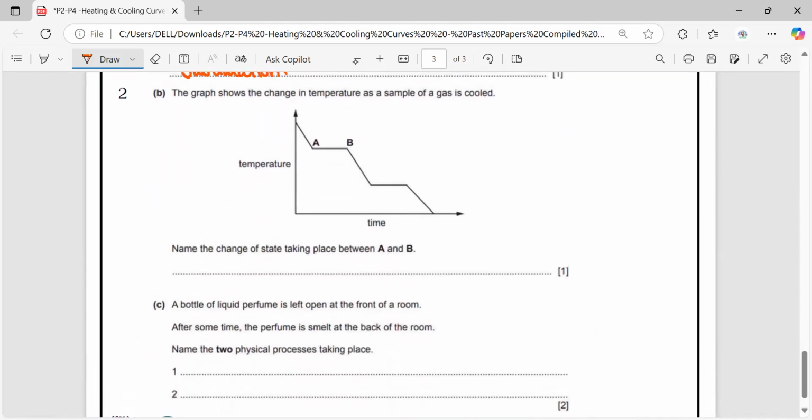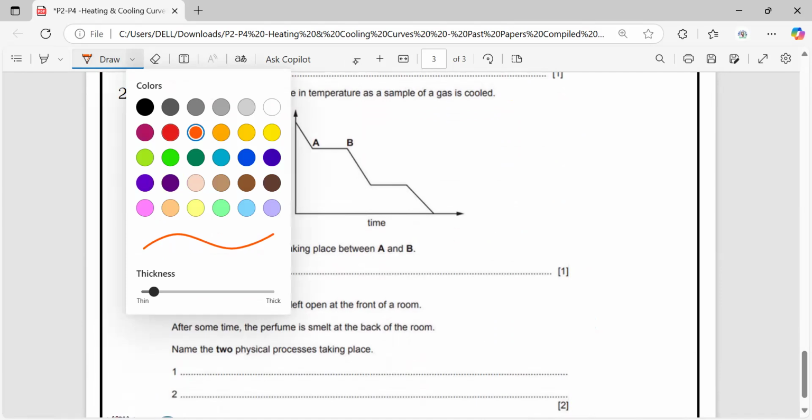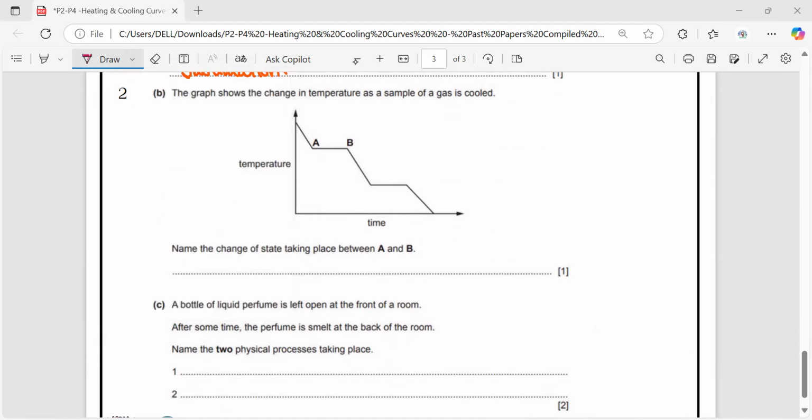Okay, we have the next question. The graph shows the change in temperature as the sample of gas is cooled. Name the change of state taking place between A to B. Okay, so a sample of gas is cooled. Everything is given in the question. You just have to read the question properly. This is a gas and it is cooled. So when we cool the gas, it changes into liquid through the condensation process. So this phase, when the temperature is the same, is representing a phase change, which is called condensation. So the change of state is condensation.